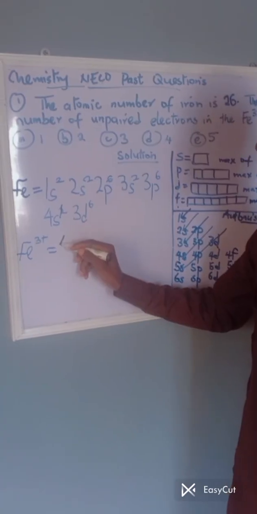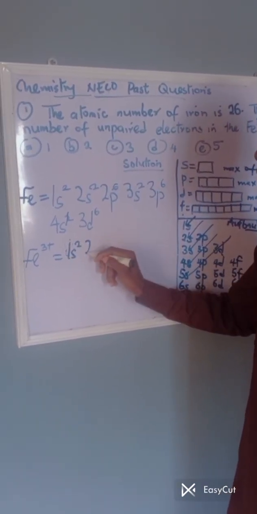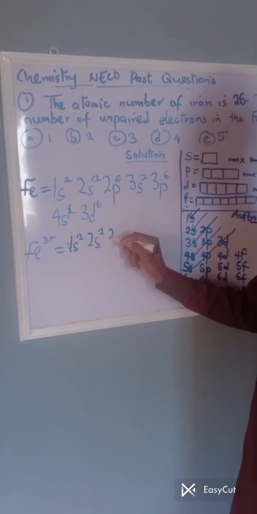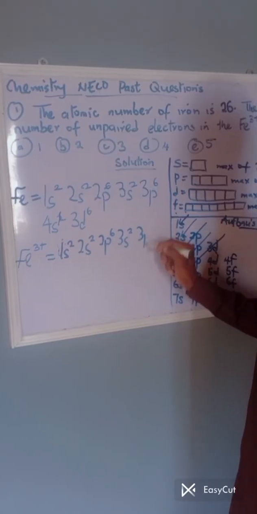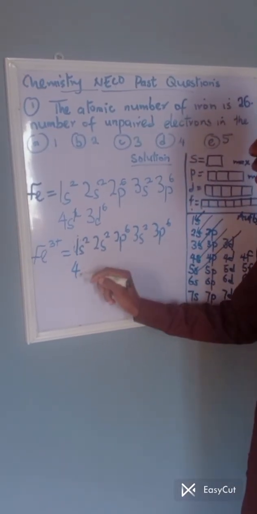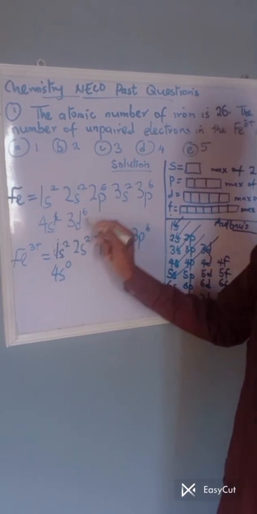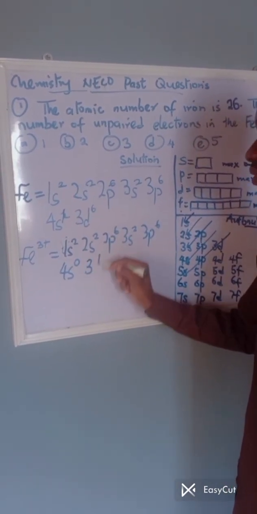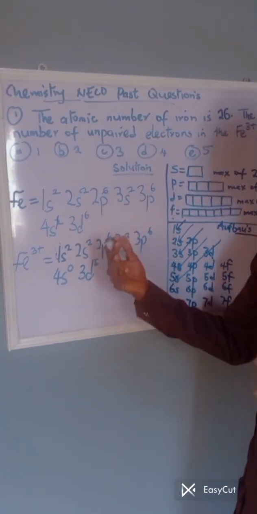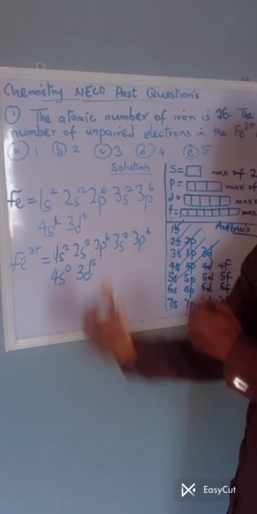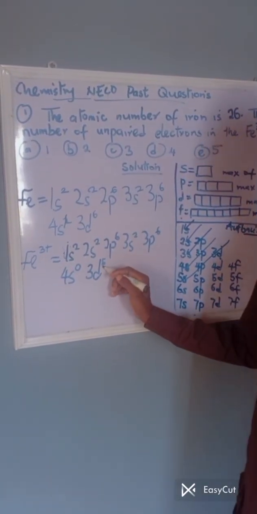So instead of having 4s2, we are going to have our 1s2, 2s2, 2p6, 3s2, 3p6, 4s0. It has lost 2 electrons. Then the third electron will go away from 3d. So now we have 3d5. Please take notes. 4s being the outermost shell loses electrons first before 3d, even though 3d has a higher energy level. So now 3d has 5 electrons.